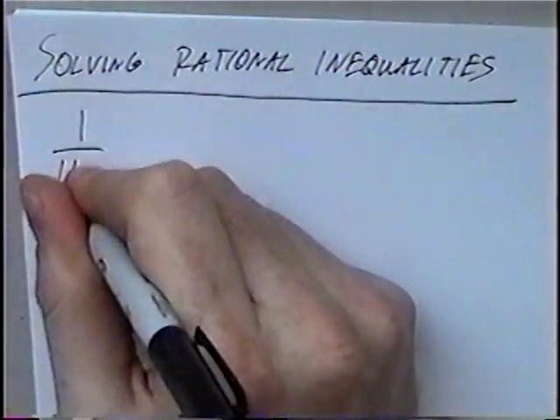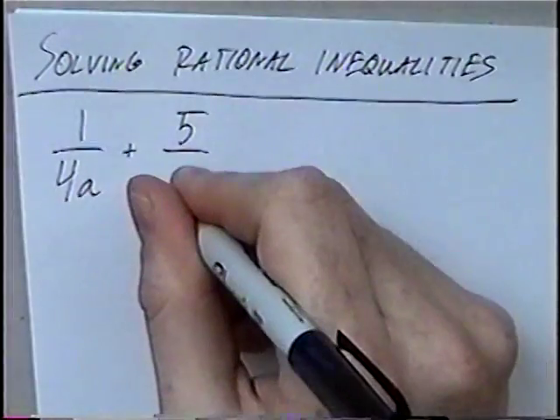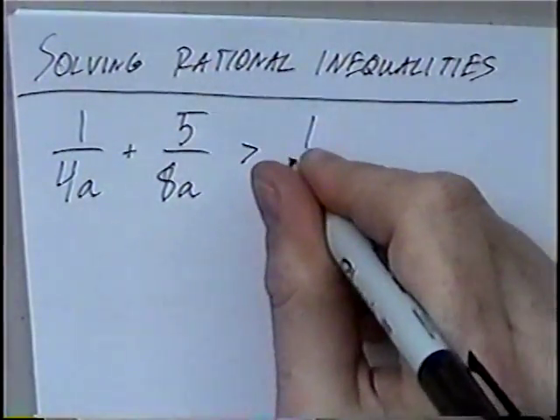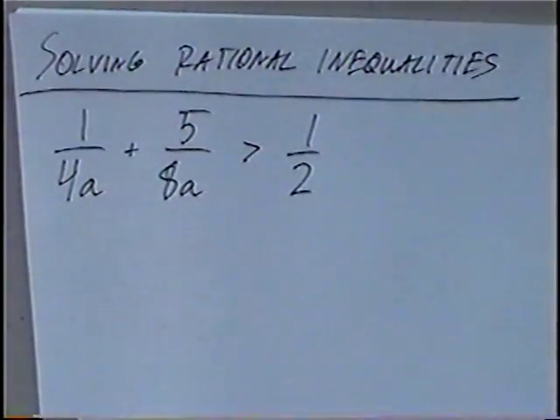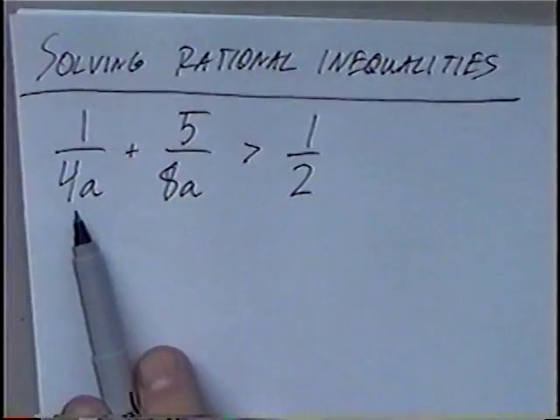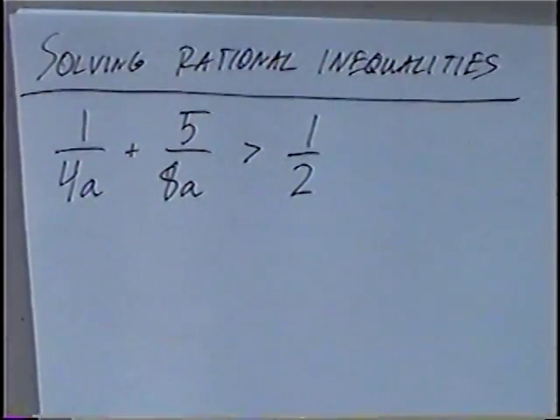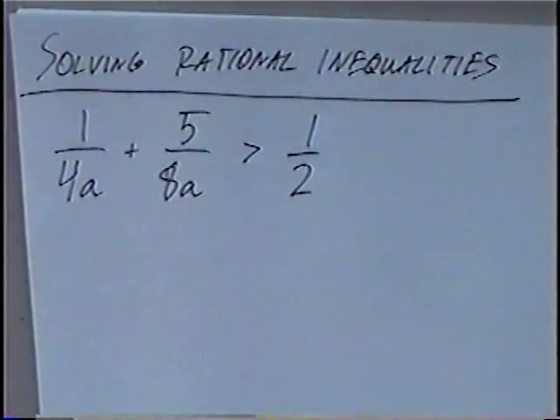1 over 4a plus 5 over 8a is greater than 1/2. Solving the inequality, or rational inequality which has fractions, we first want to get common denominators. Looking at the numbers or coefficients 4, 8, and 2, the common coefficient would be 8.